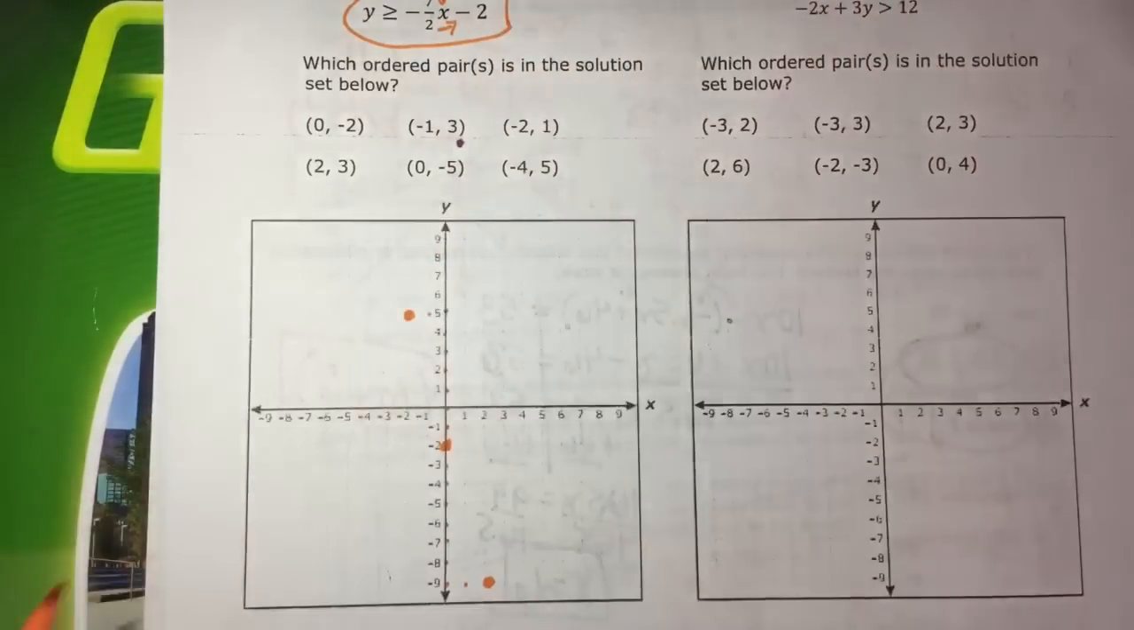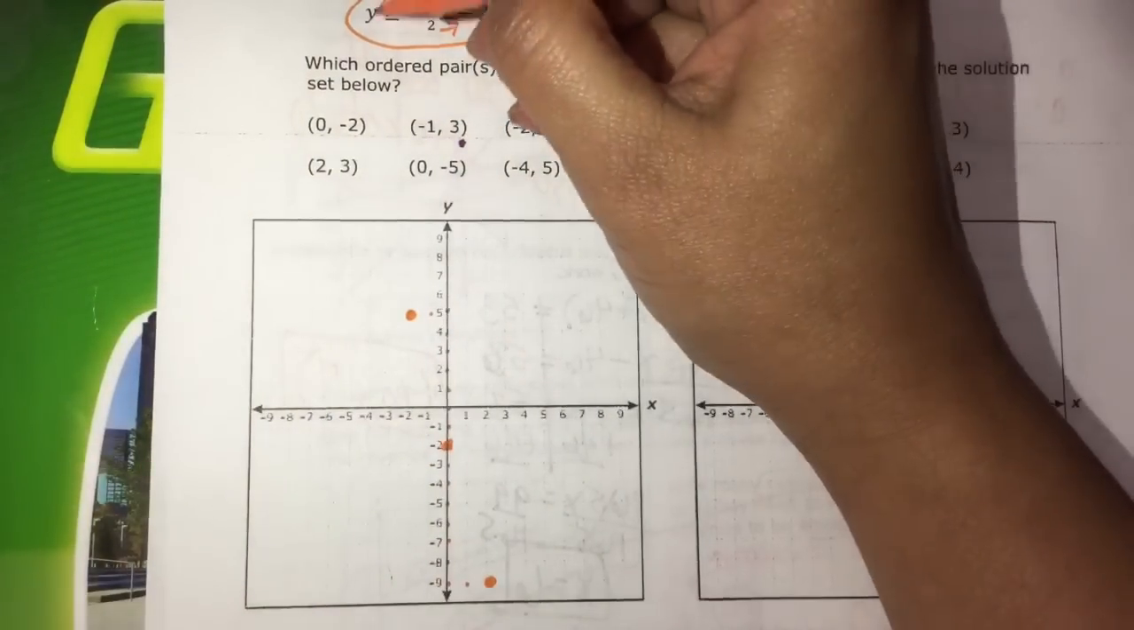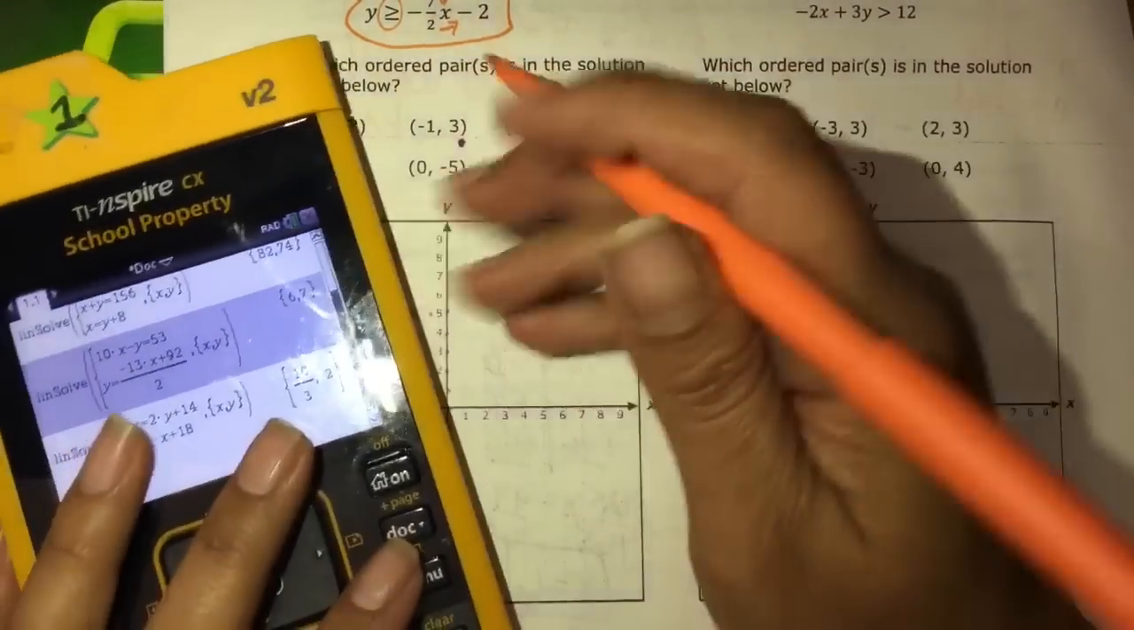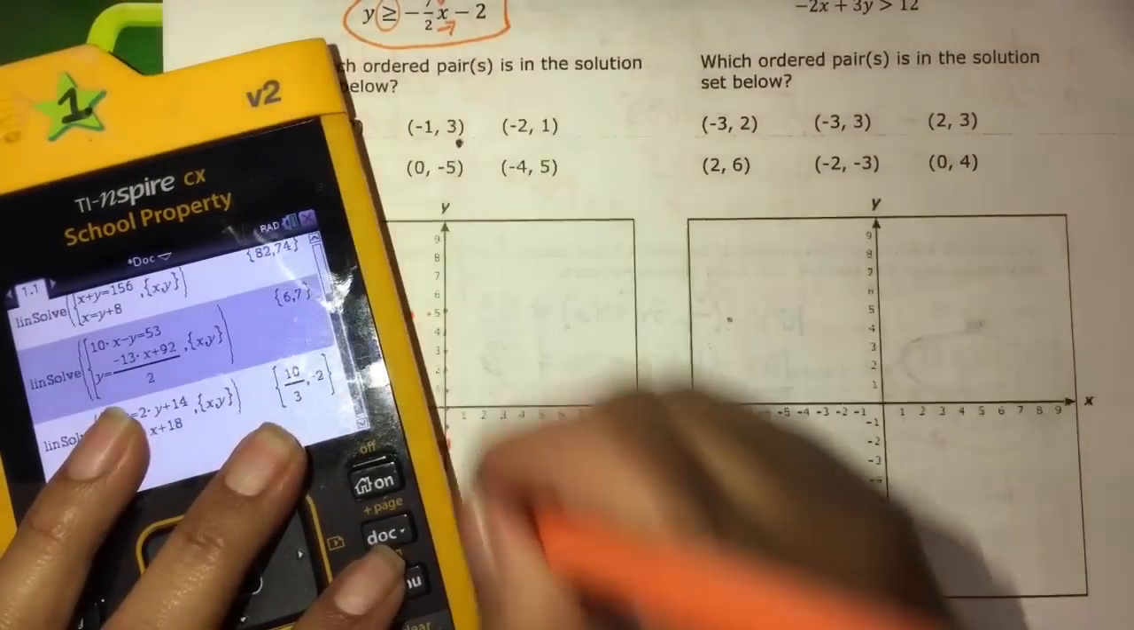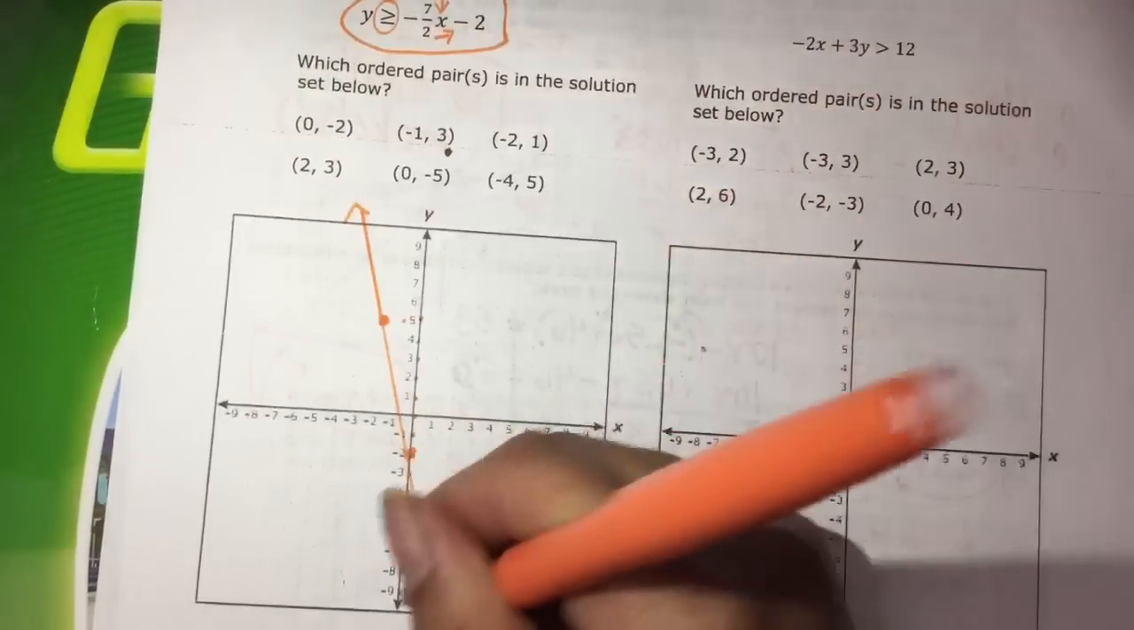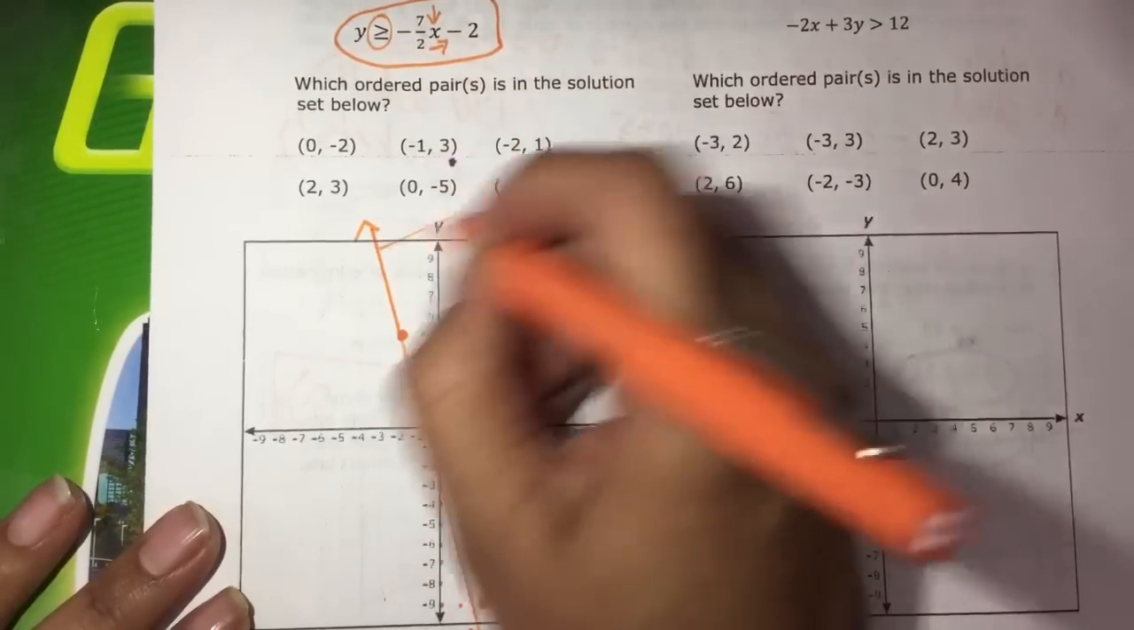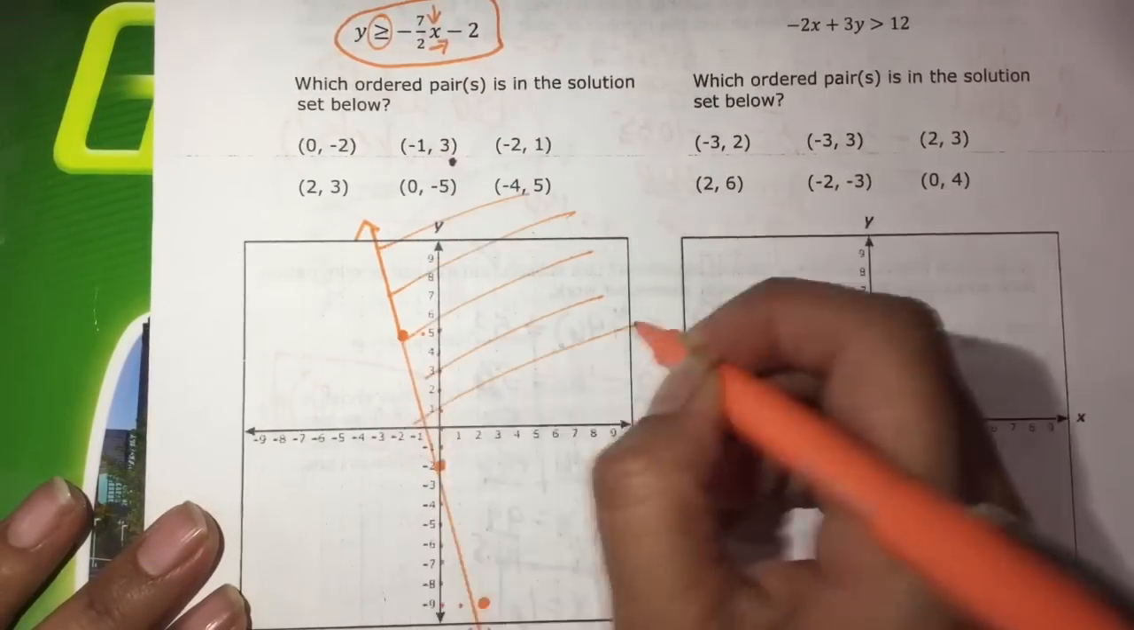And then you get your ruler, and we're going to draw a solid line since it's also equal to. So I don't need to make it dashed. And then it's greater than, so that means we're going to shade above the line.